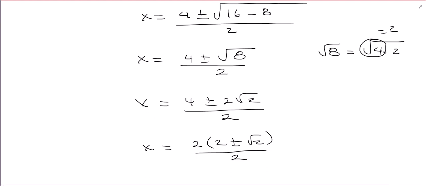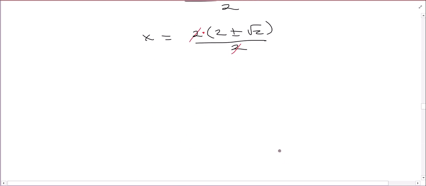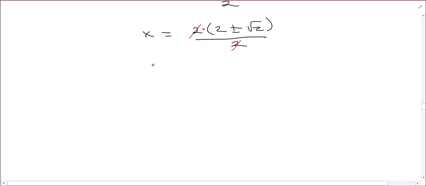And now I can say, oh, now I can cancel these because this 2 is times that quantity. So it's being multiplied. When it's just the 4 is being added, I can't cancel like that. You have to have multiplication. So my candidates for inflection points are 2 plus or minus root 2.